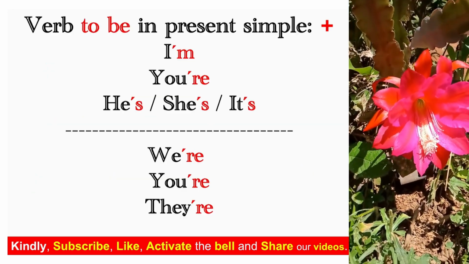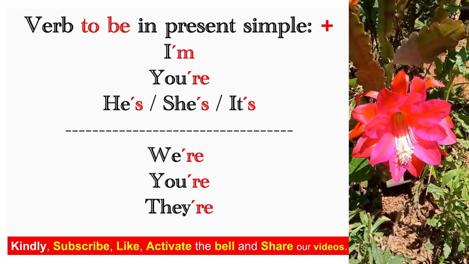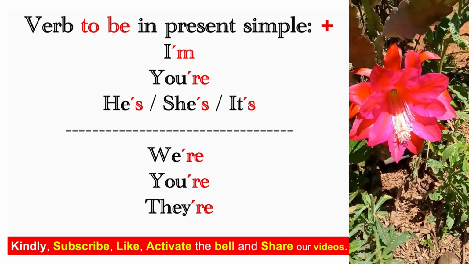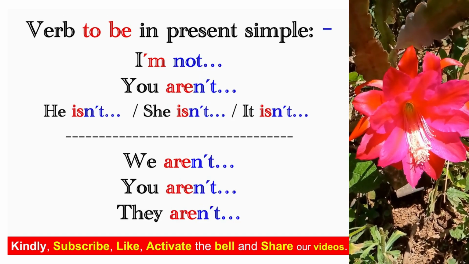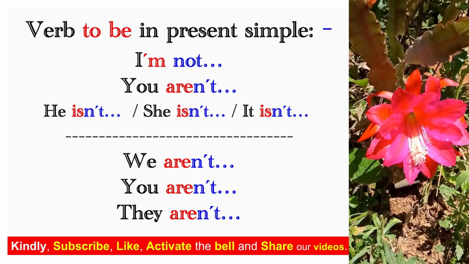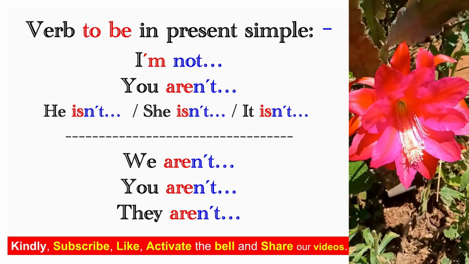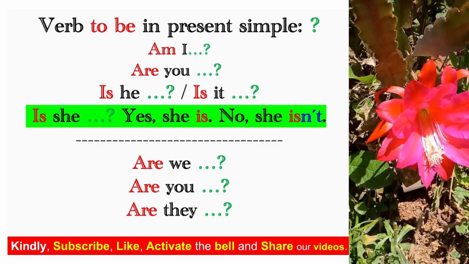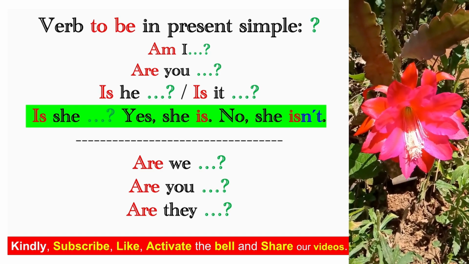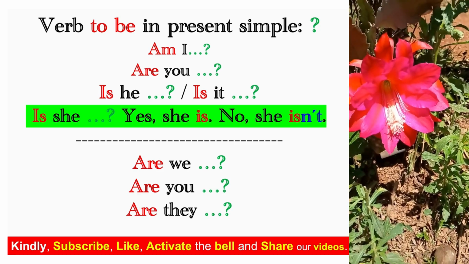Positive, negative, question. Verb to be in present simple. I am, you're, he's, she's, it's, we're, you're, they're. Verb to be in present simple negative. I am not, you aren't, he isn't, she isn't, it isn't, we aren't, you aren't, they aren't. Verb to be in present simple question form. Am I, are you, is he, is it.